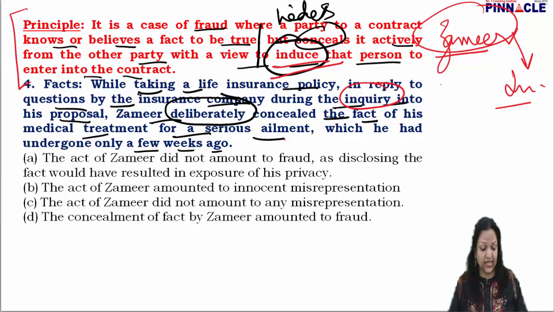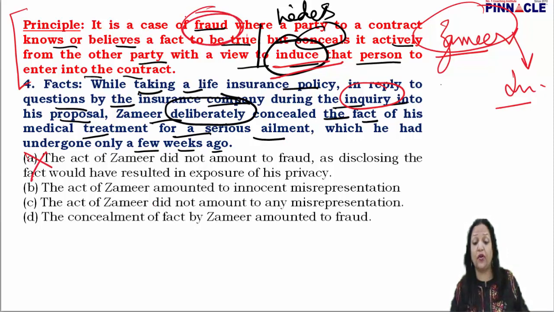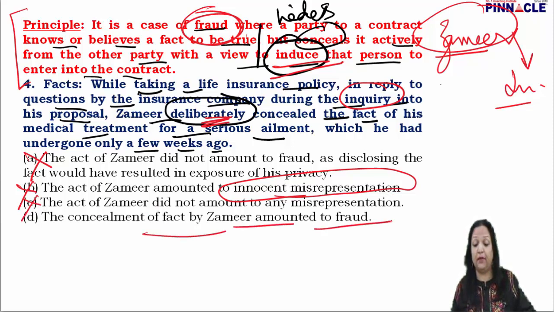Now, the first option says, the act of Zamir did not amount to fraud. This is incorrect. It amounted to fraud. Very clearly, what is fraud has been defined in the principle. The act of Zamir amounted to innocent misrepresentation. No, it is not innocent misrepresentation because he has deliberately, meaning intentionally, concealed the fact. Innocent misrepresentation is there when something happens accidentally. So this cannot be the answer. The act of Zamir did not amount to any misrepresentation. This is incorrect. Concealment of fact by Zamir amounted to fraud.